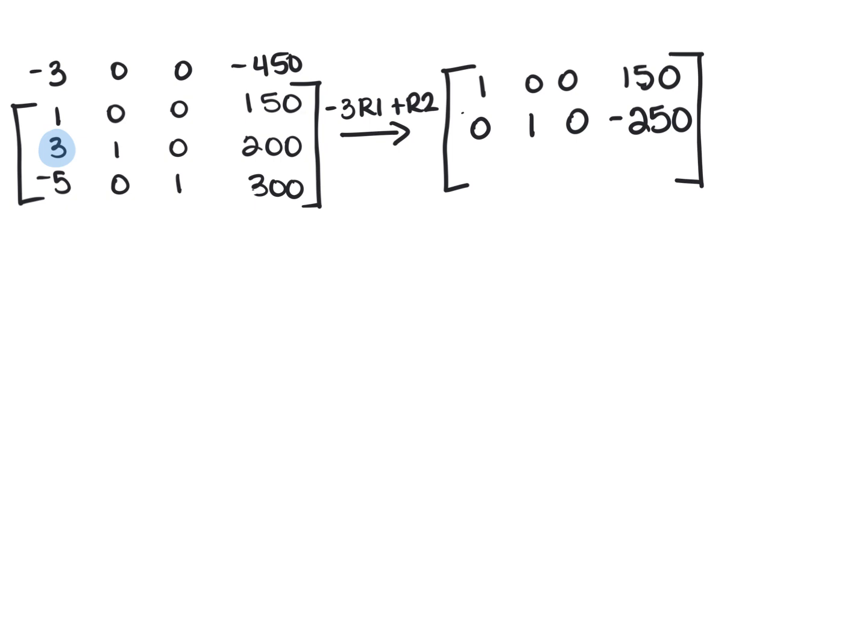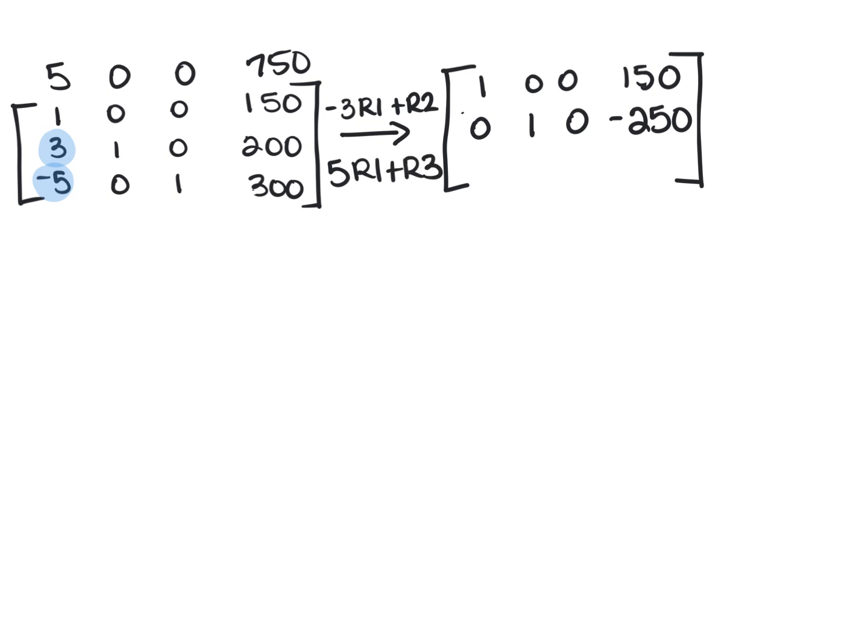Now we are concerning ourselves with making sure that this -5 also becomes a 0. So the way we're going to do that is to erase these numbers up above and reset ourselves. So we're going to do 5 times row 1. So let's do that up above it. I have 5, 0, 0, and then 5 times 150 is 750. And then we are going to take those numbers and add them to row 3.